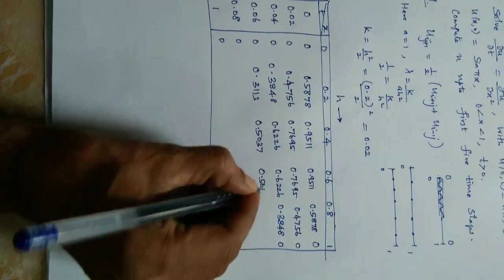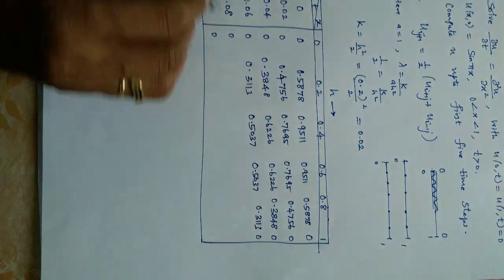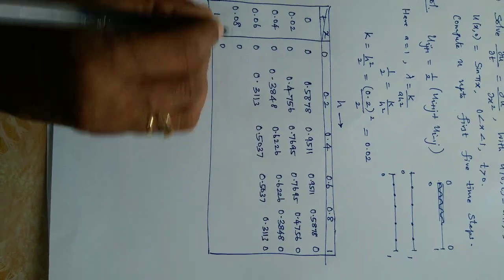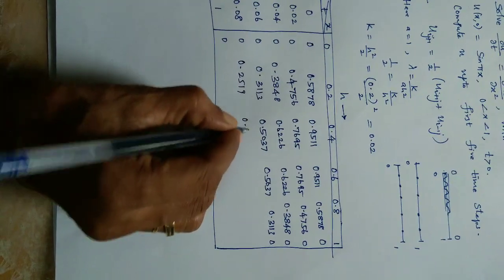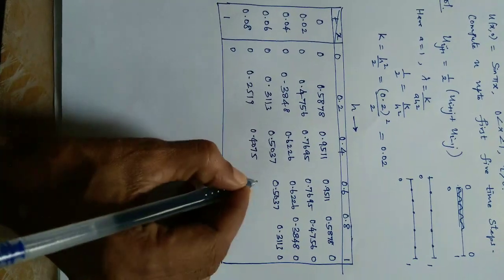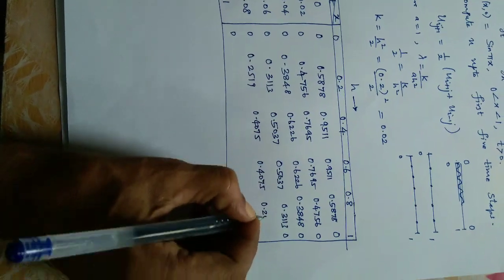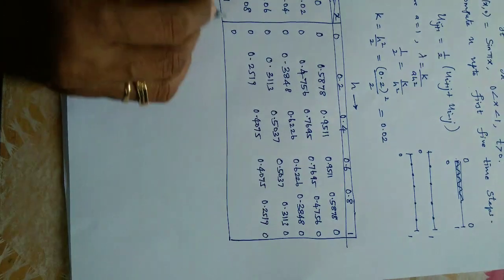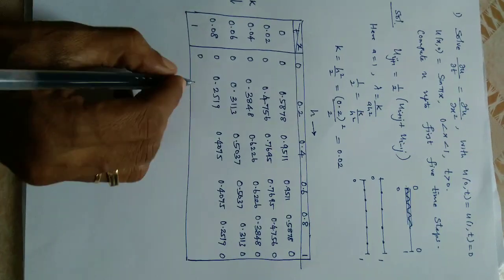Similarly, at t equal to 0.06, the average value of these two, 0.5037, 0.5037, 0.3113, and then at 0.08, 0.2519, 0.4075, 0.4075, 0.2519, and then 0.